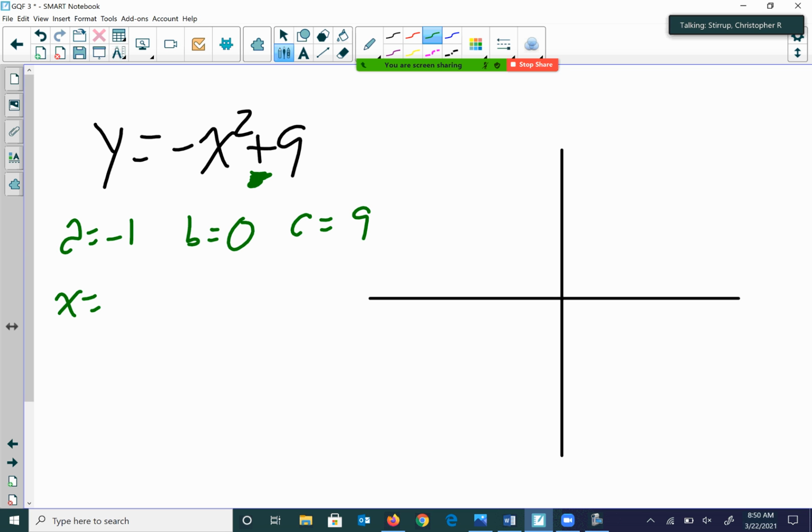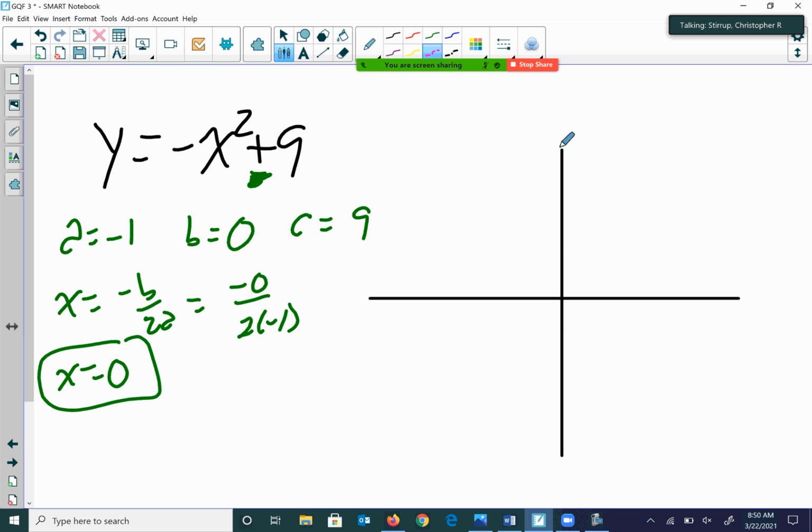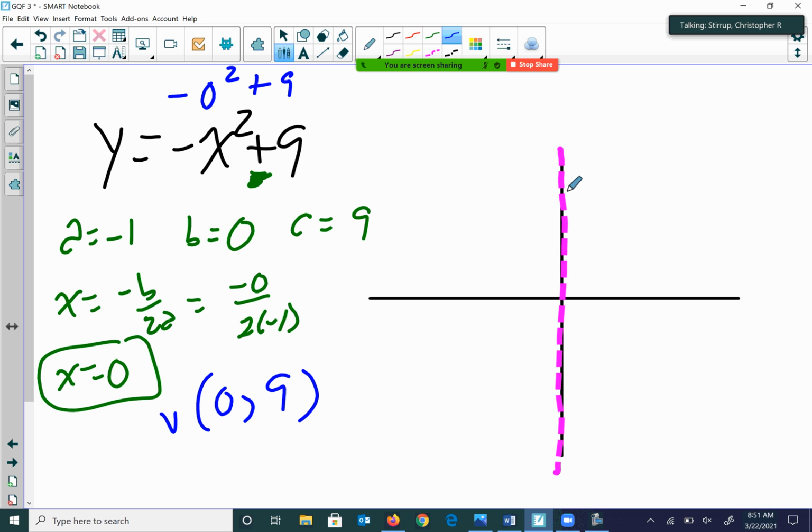So then I get x equals negative b over 2a. So I get negative 0 over 2 times negative 1. So that means just x equals 0. Oh, this is the same exact idea as that last one. My axis of symmetry is going to be the y-axis. Okay? So I'm going to find my vertex. So I'm going to go 0, comma, something. So I get 0 squared plus 9. 0 squared is 0. 0 plus 9 is 9. So I get 0, 9 up here. So 1, 2, 3, 4, 5, 6, 7, 8, 9. That is a poor excuse.